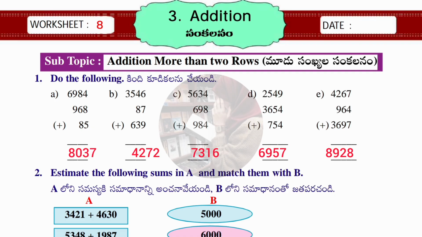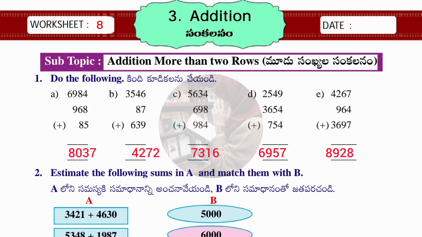Understood? Let's see the second question, which is 3546 plus 87 plus 639. Please add starting from ones digit. Then only you will get the correct answer. So the answer is 4272. In the same manner you have to do the rest.